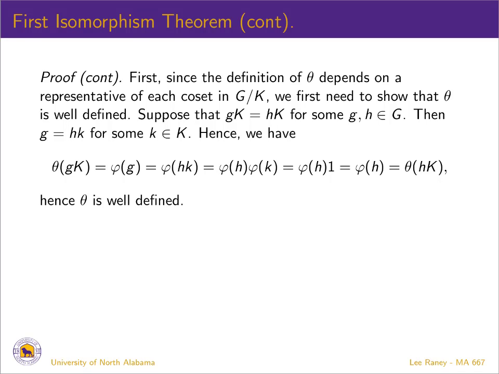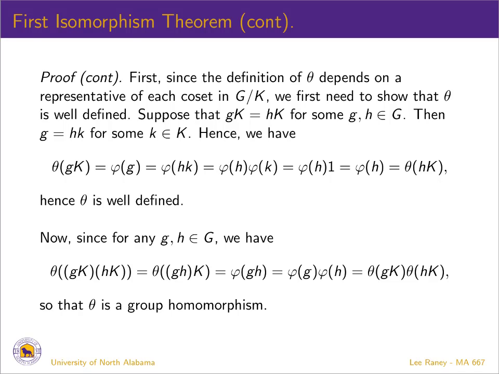This is phi of h times phi of k. Use the fact that k is in the kernel of phi to get that this is equal to phi of h times 1, which is phi of h, which is the value of theta applied to the coset hK. And so we've shown that if you have two cosets, gK equals hK, then the value of theta of those cosets is the same, and so theta is a well-defined map.